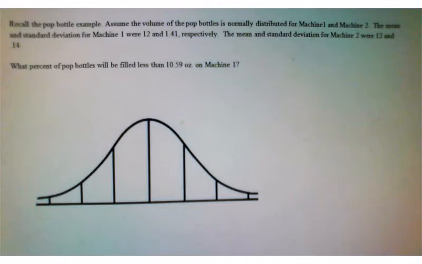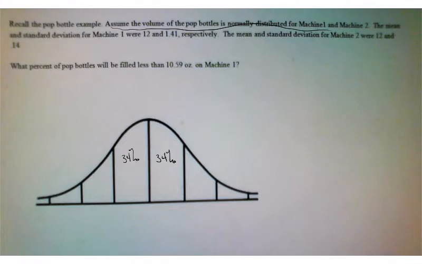Our first question is related to machine 1. What percent of pop bottles will be filled less than 10.59 ounces on machine 1? Now we are told that the volume for these two machines is going to be normally distributed. What that tells us then is that these percentages that we talked about before for the normal curve stay intact.